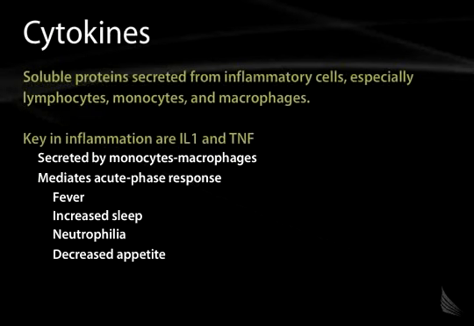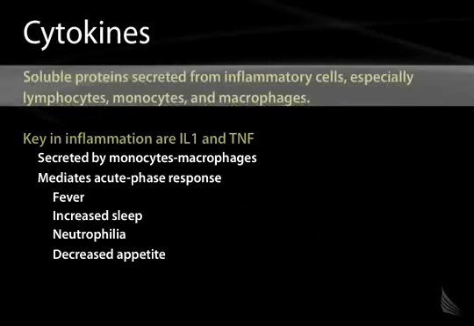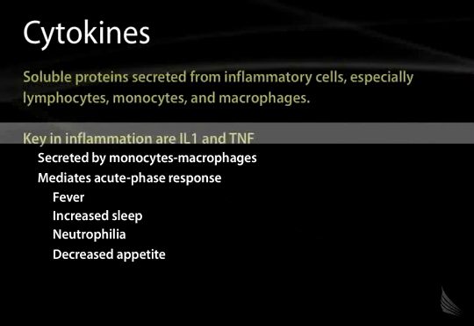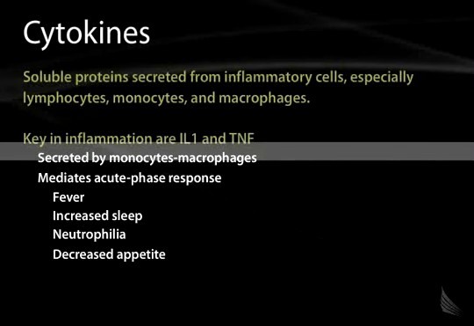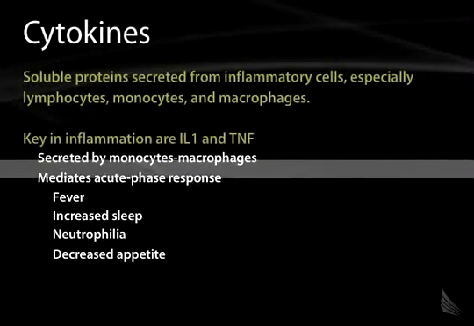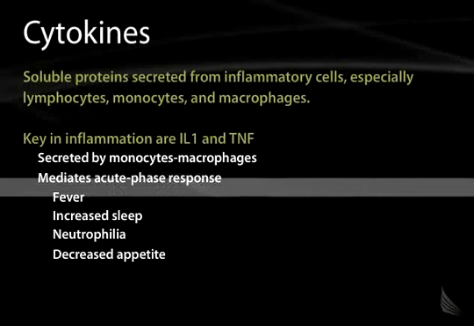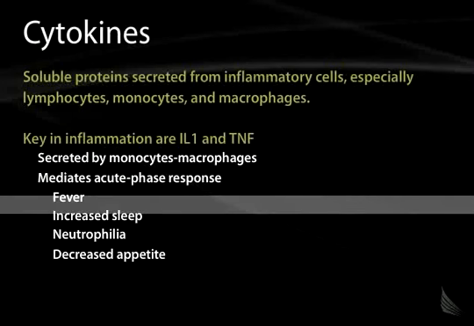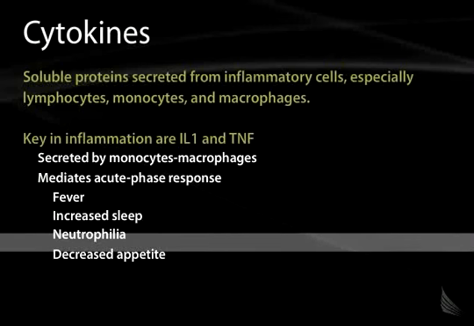Now, other inflammatory mediators include the cytokines. These are soluble proteins which are secreted from inflammatory cells, especially lymphocytes, monocytes, and macrophages. There's lots of cytokines, and they modulate the immune response in a lot of different ways, but the key ones to learn are IL-1 and TNF-alpha. These are secreted by monocytes and macrophages, and they mediate what we call the acute phase response, which includes fever and malaise, causing increased sleep, causes neutrophilia, and decreased appetite. This is a response to inflammation, which allows your body to focus on dealing with the important issue at hand.